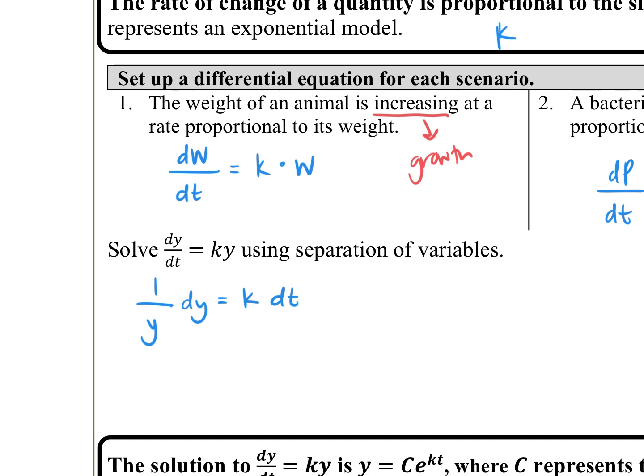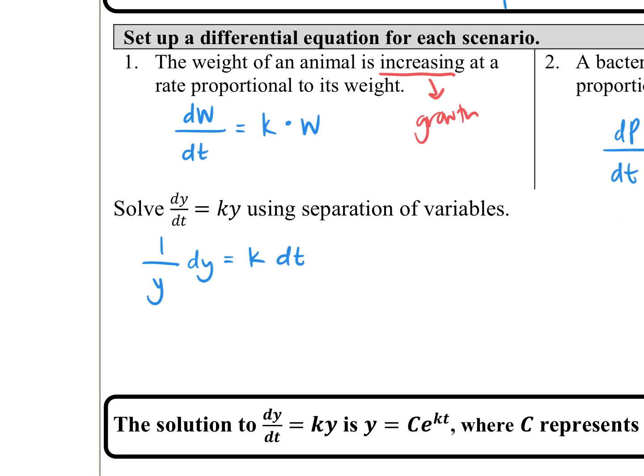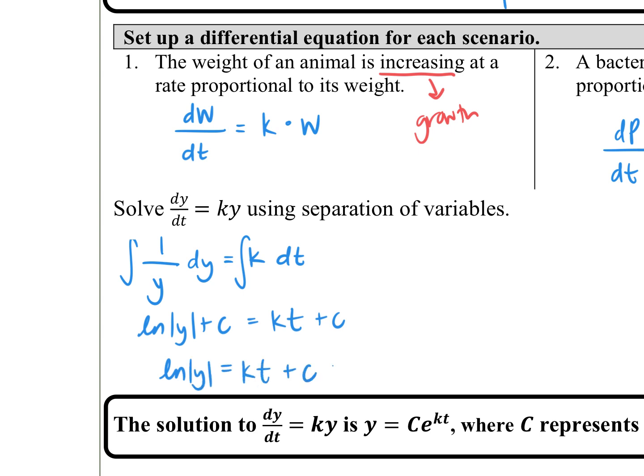Now we can integrate both sides. If I integrate both sides, I end up getting the natural log of y plus c is equal to, what's the integral of the right-hand side going to give me? Is it k squared? K is just a number. K is just a constant. So it'd be k times t plus c. Okay, let's move that c over to the right-hand side so I just have one c. So I've got the natural log of y is equal to kt plus c.